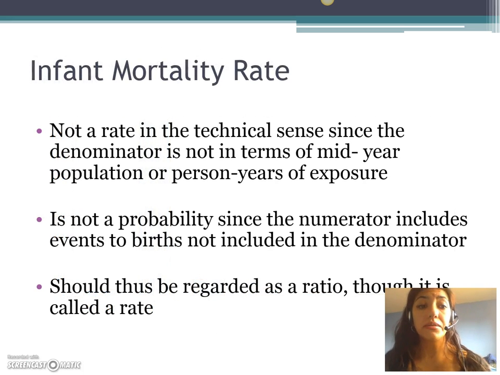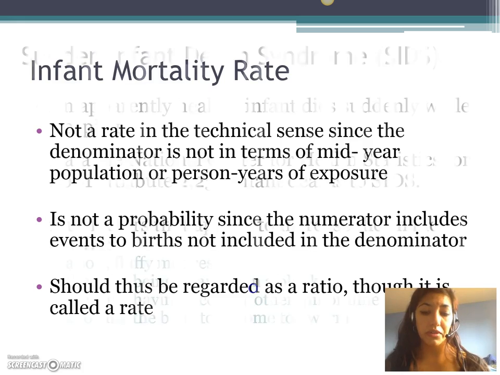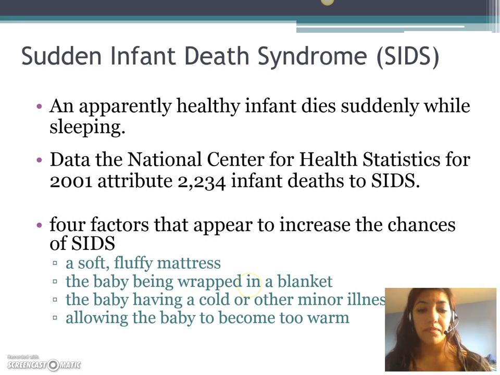So infant mortality rate, it's not a rate technically. It's more like a ratio, but we call it a rate. And it's not a probability, because the numerator includes events to births not included in the denominator. So it's actually more of a ratio, but we call it a rate. And definitely having prenatal care decreases the chances of having a miscarriage.